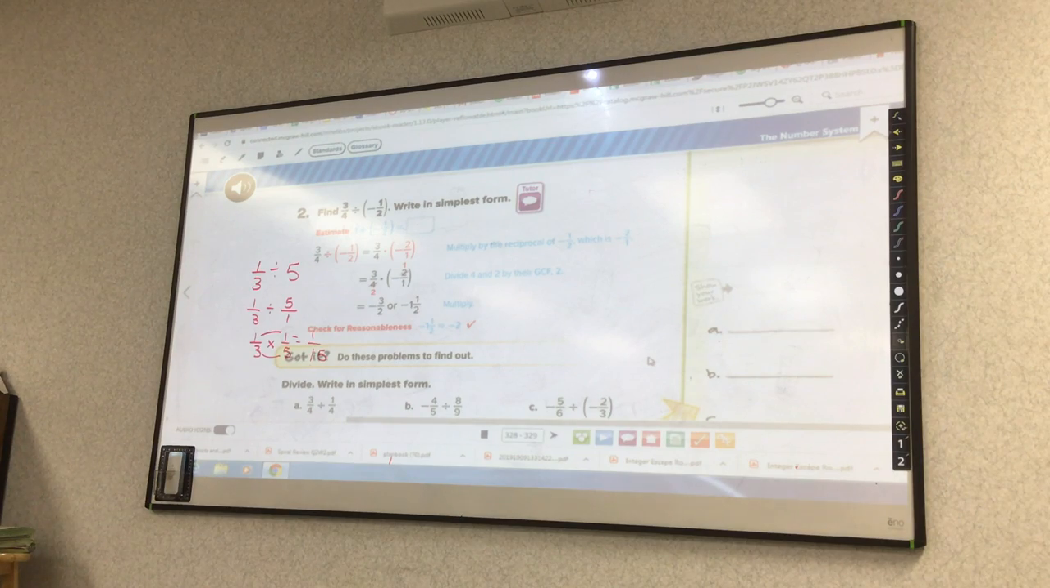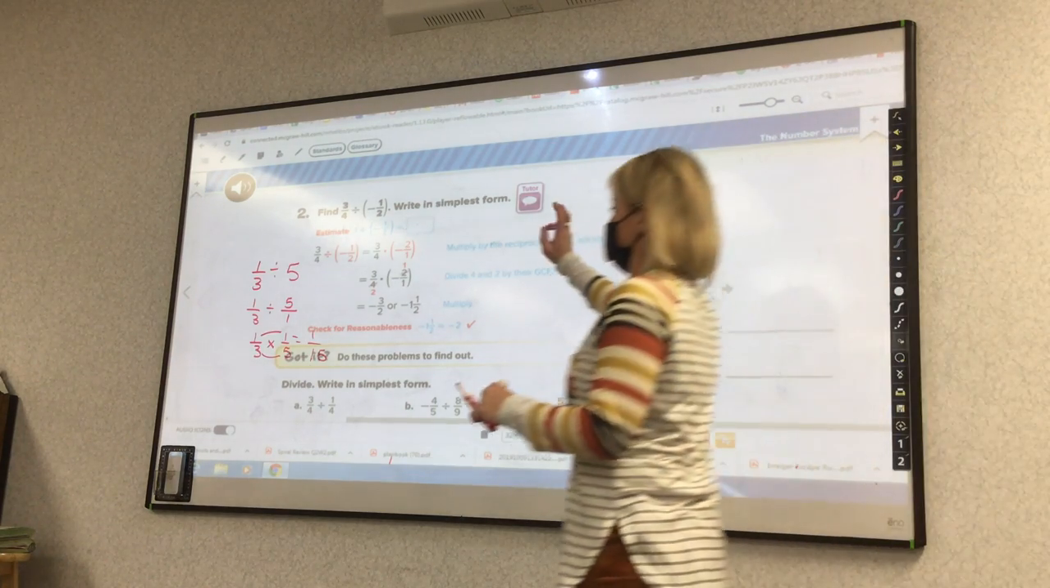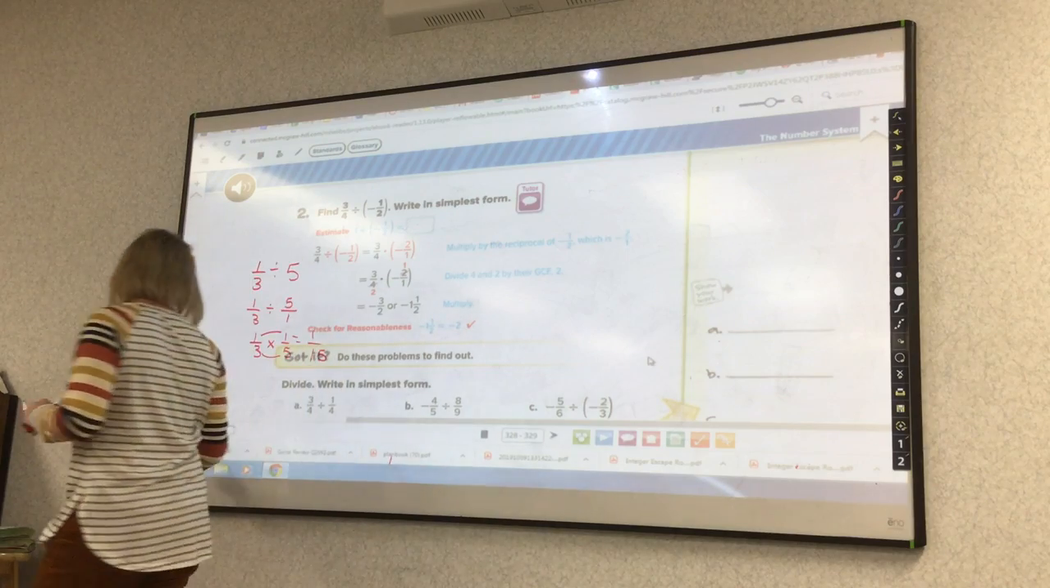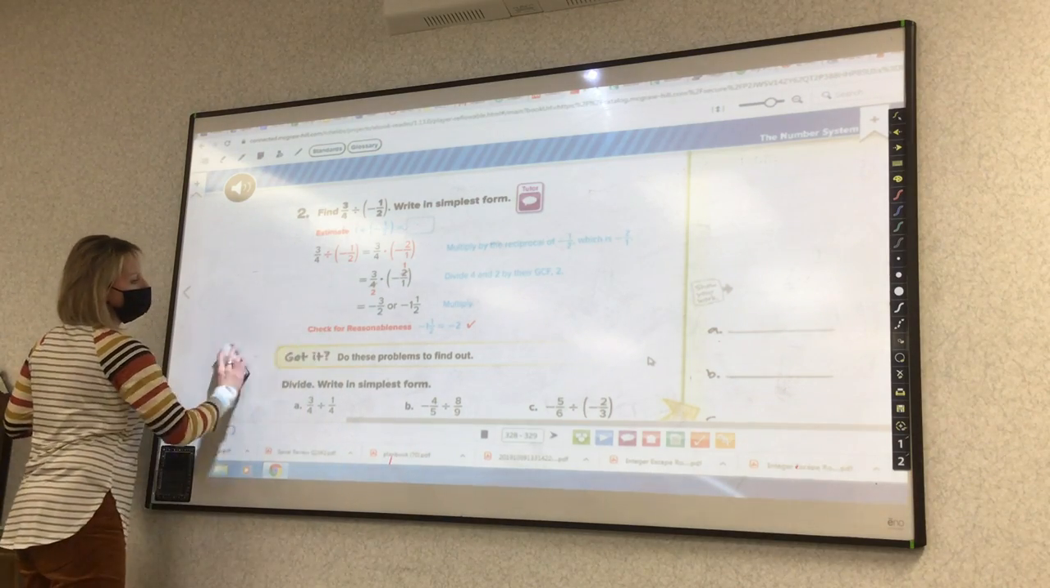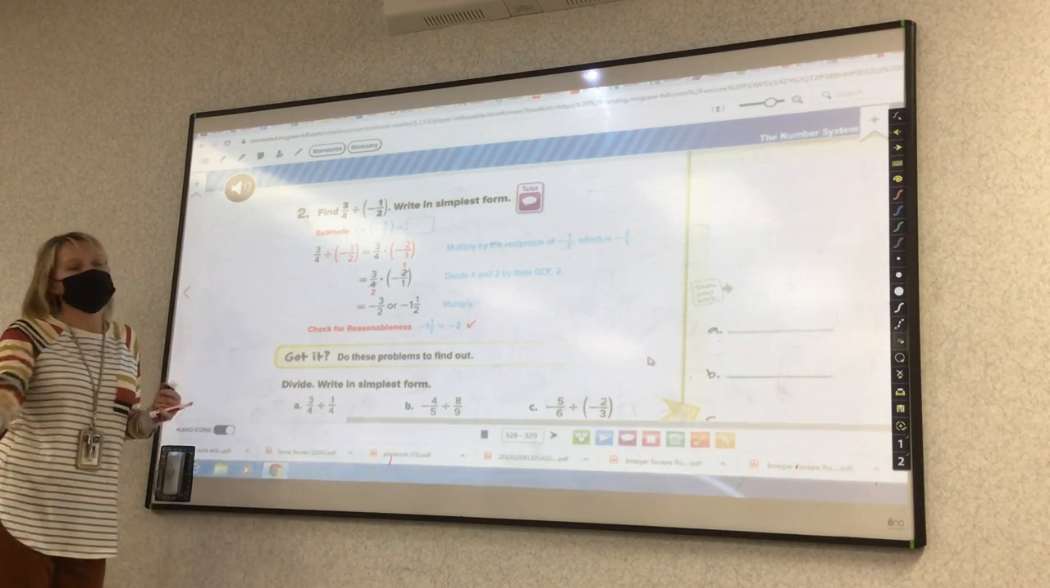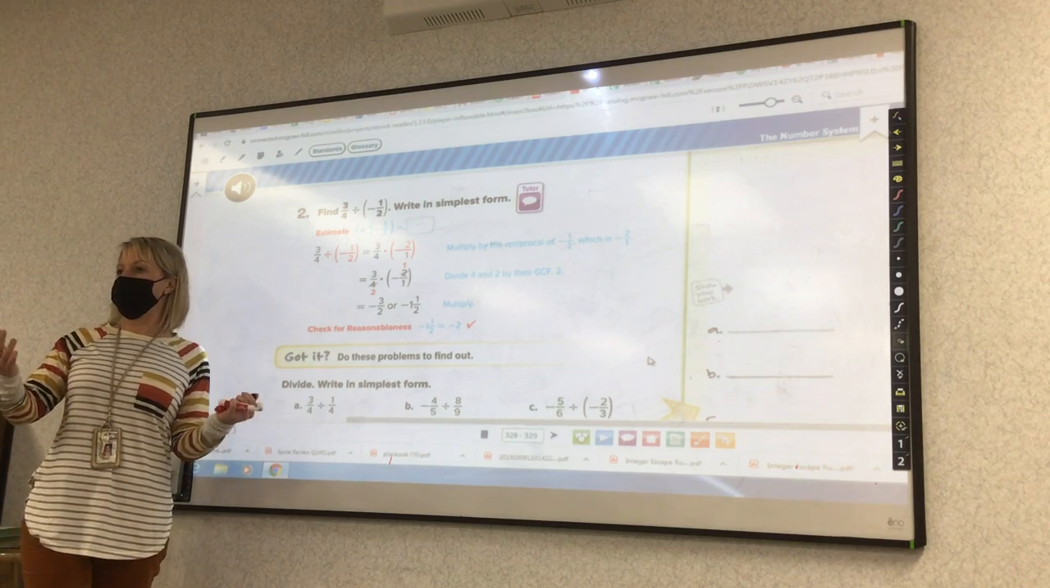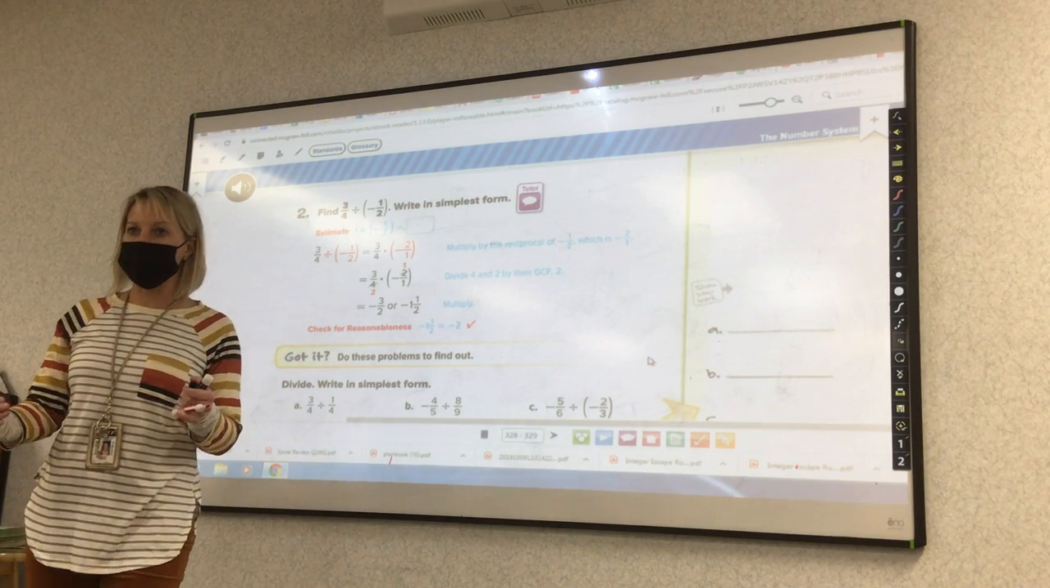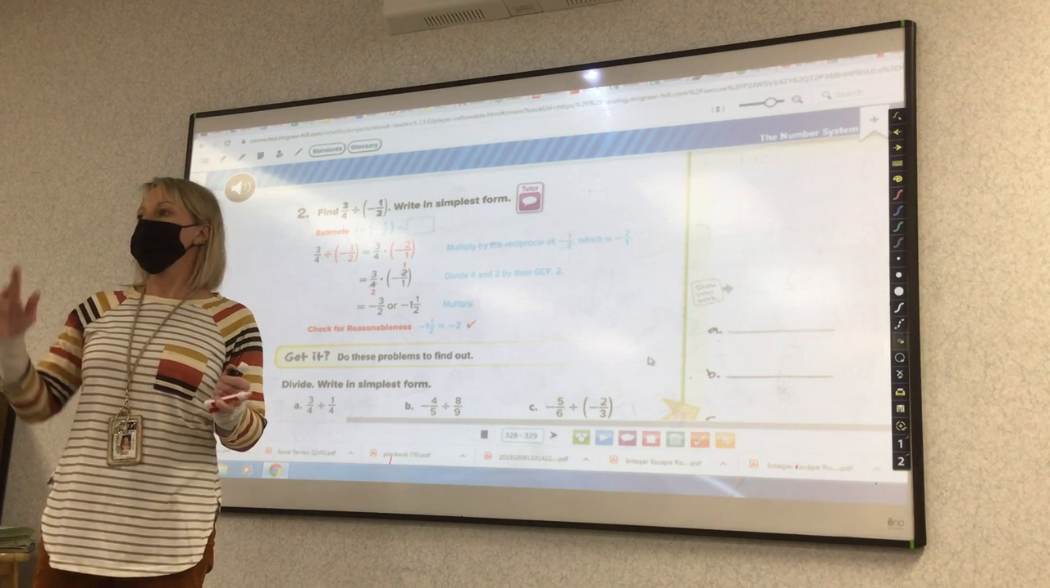Second thing in 7th grade that's due is that we're going to have the negatives. We've already worked with negatives with whole numbers. Now we need to start working with integers. If I multiply a negative and a negative, my answer is going to be positive.